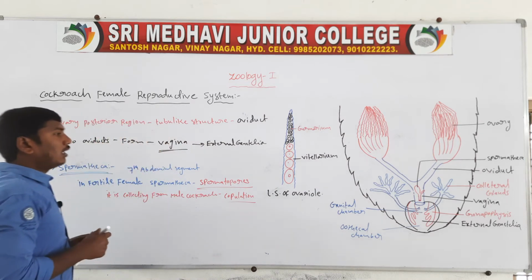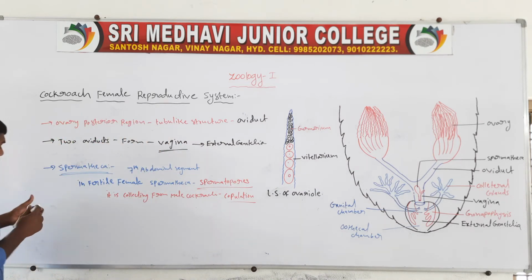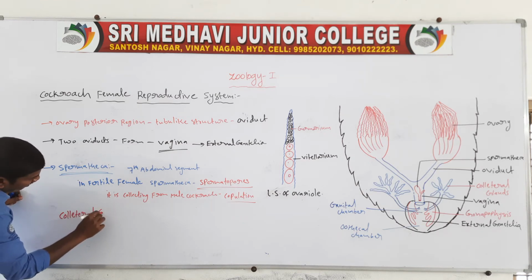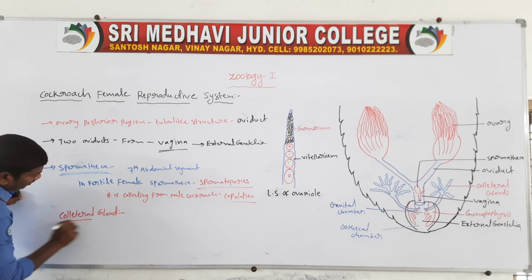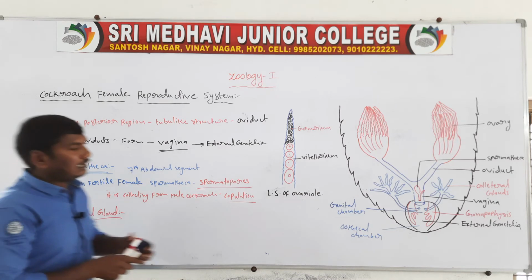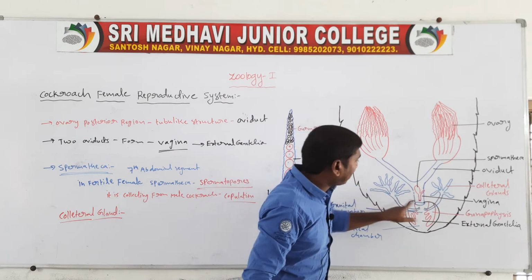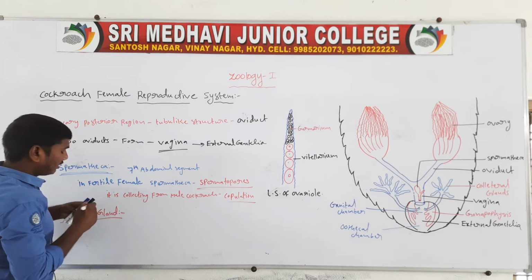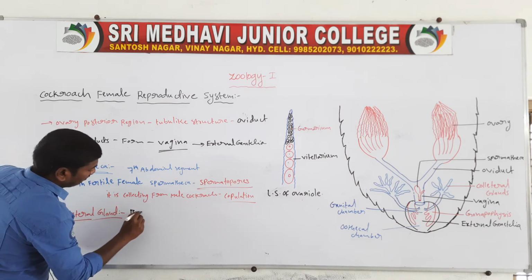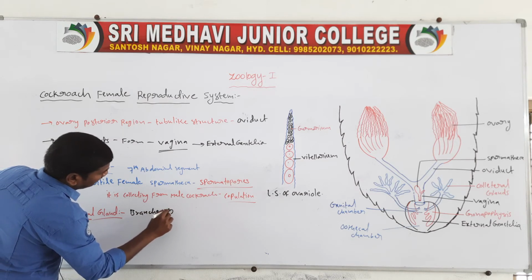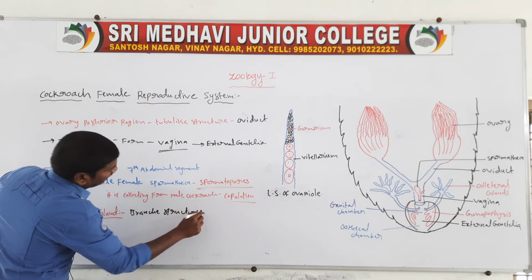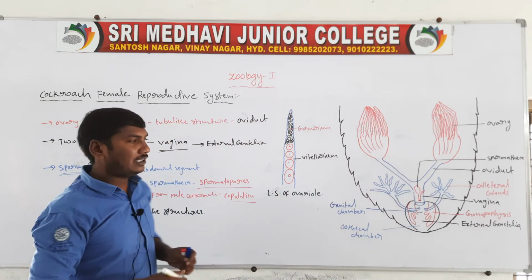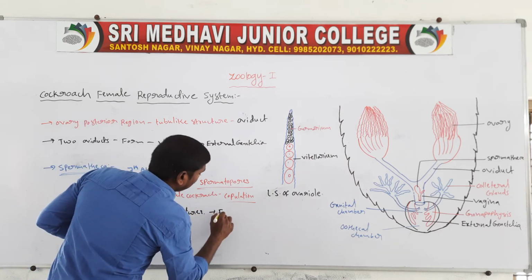Next, the collateral gland. These are the collateral glands. The collateral glands are branched structures. The collateral gland is branched, and these are the branches. It opens into the external genitalia.